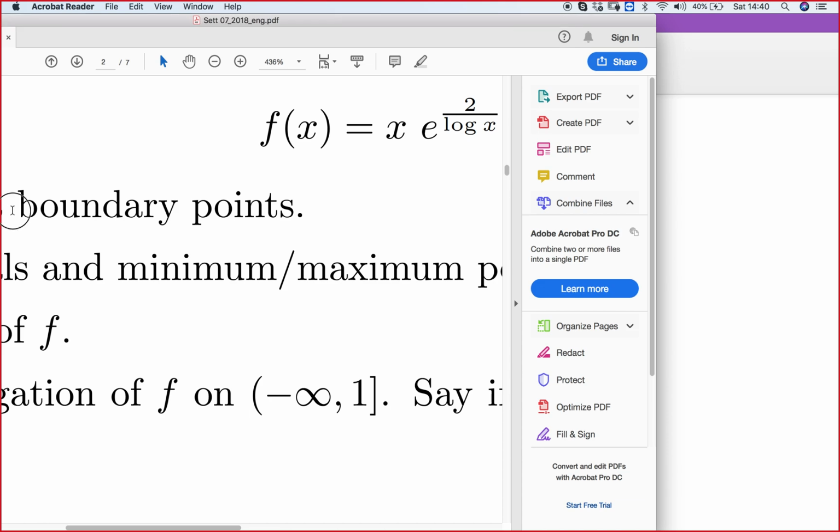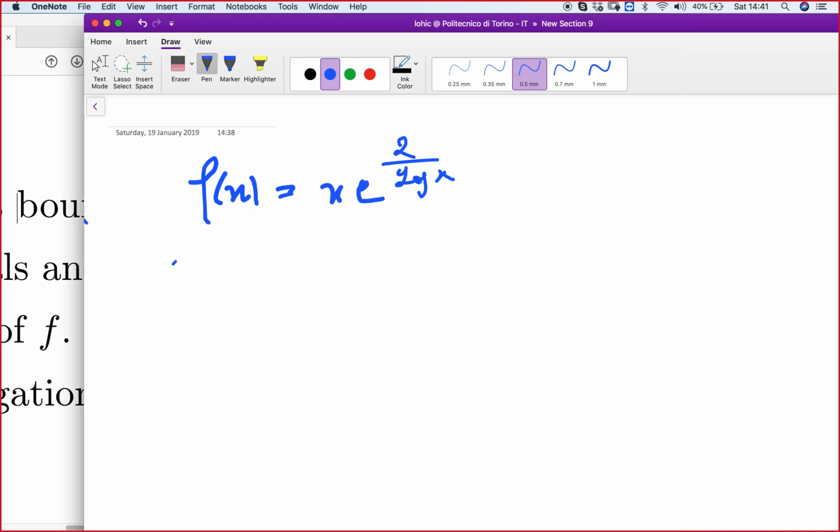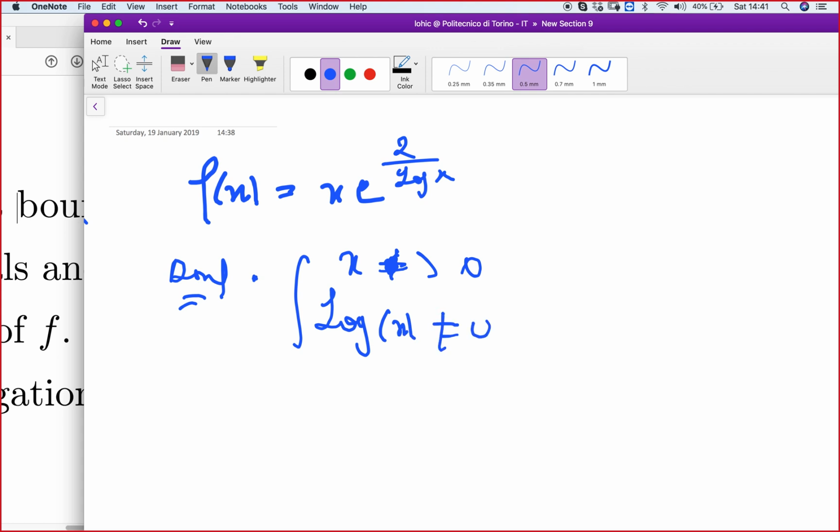What is going on here? So dom f, here we have a logarithm and we have a denominator, right? Let's set the logarithmic condition. The stuff inside the logarithm should not be 0, so x should be strictly greater than 0, excuse me. And the denominator should not be 0, and thus the logarithm of x should not be 0. These are the two conditions that we have. Is that clear?